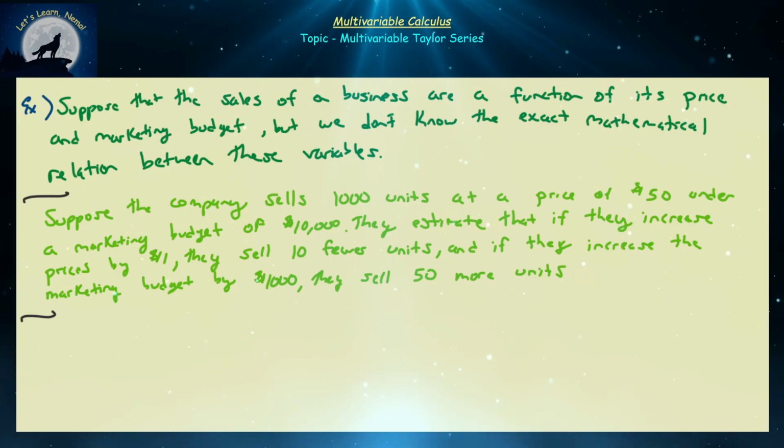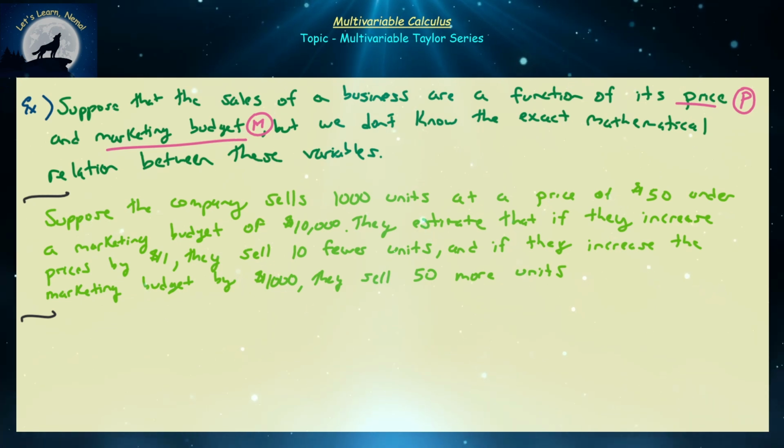Up to this point, we've been looking at tangent planes and Taylor series for functions in a very pure and analytical manner. Let's actually look at a very applied example of how Taylor series can be used in real life. Let's assume that the sales of a business are a function of its price, denoted as P, and marketing budget, denoted by M. But we don't know the exact mathematical relation between these variables, which is often the case, especially if there is a sense of randomness in the purchasing power of the customers, and also the marketing budget, and also the price.